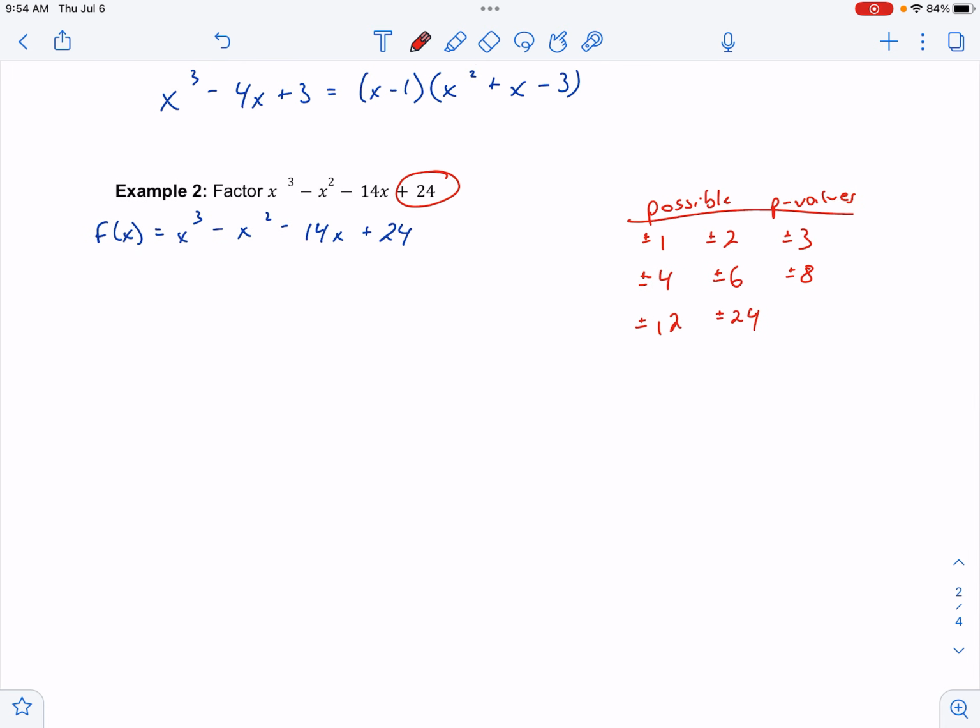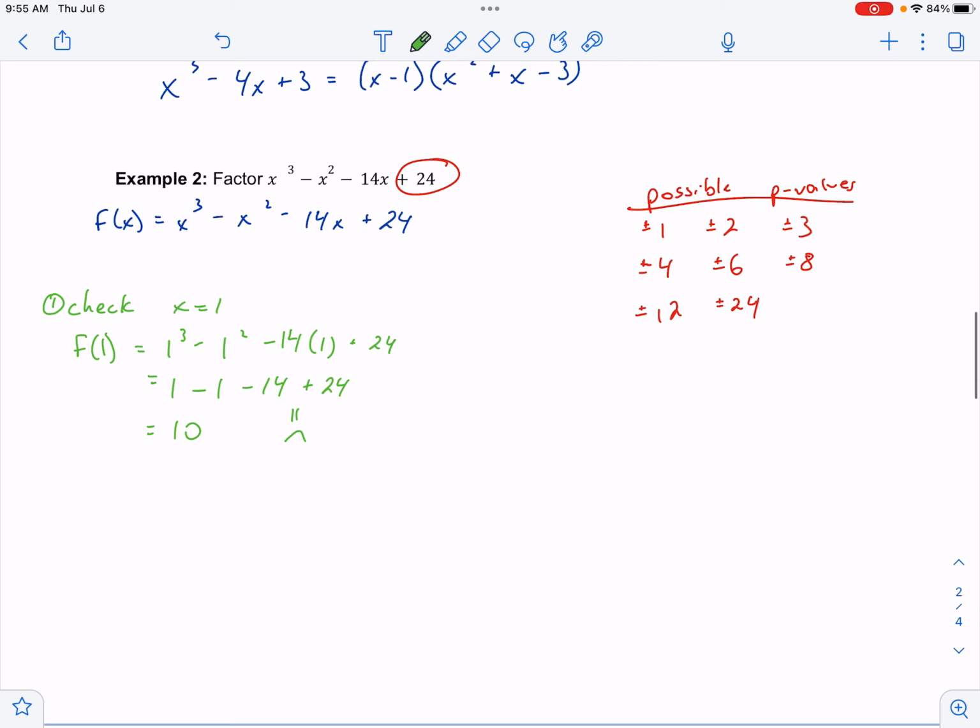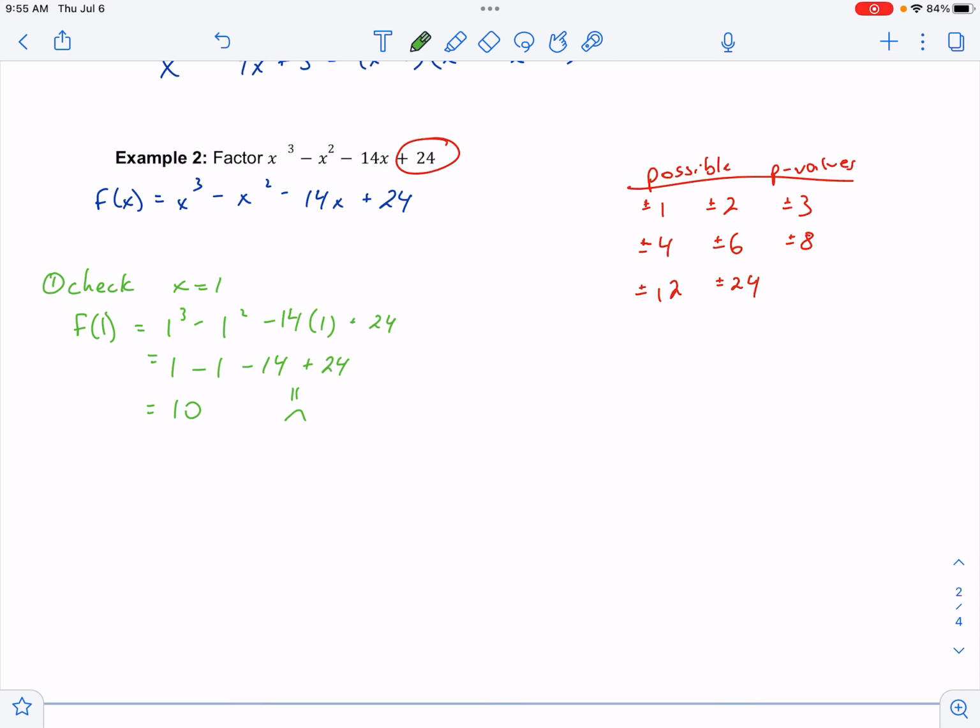Okay, let's check our first one. Let's just check 1. F of 1 will be 1 cubed minus 1 squared minus 14 times 1 plus 24. So that's 1 minus 14 plus 24. I can already tell this isn't going to be 0. It'll be 10. Nope. We need one that has a 0. Okay, let's check negative 1. No, you know what? I'm going to check 2.